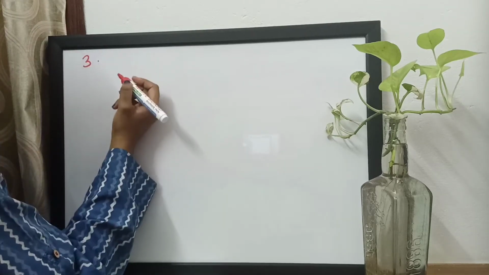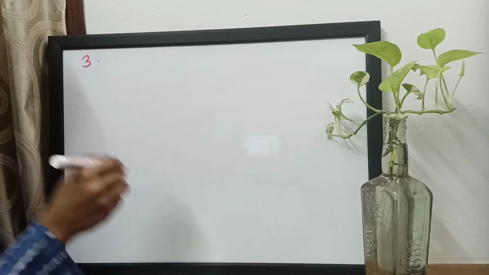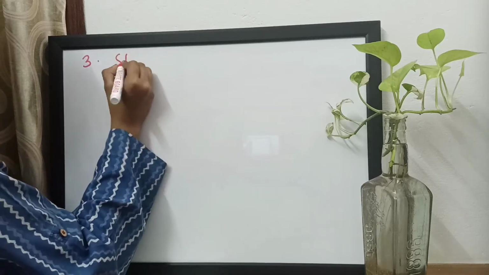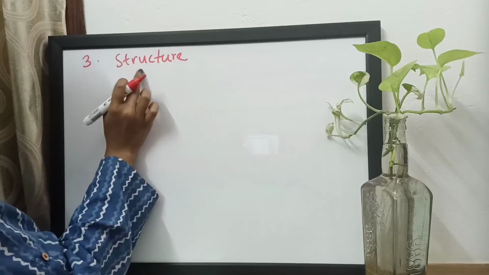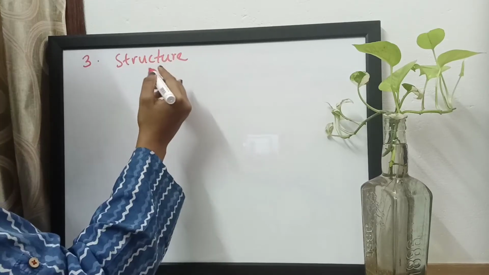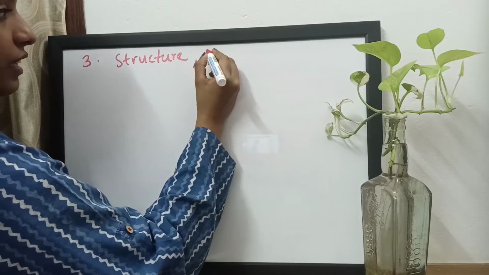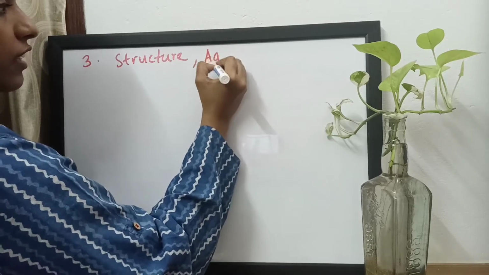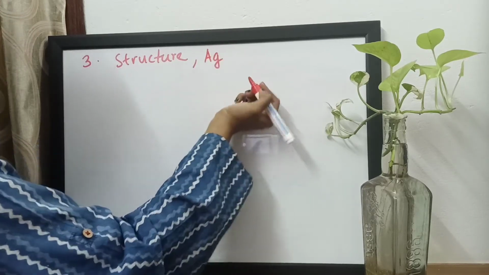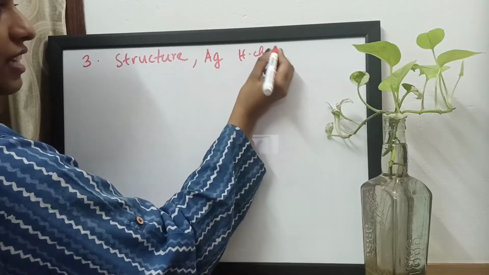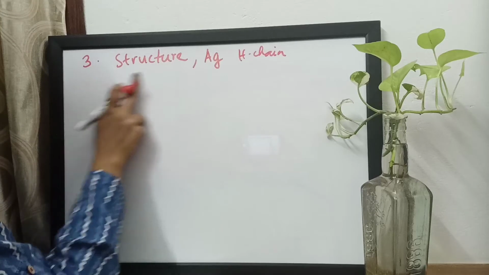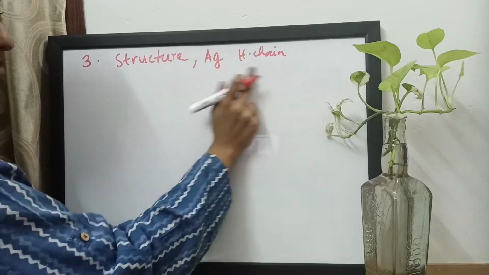So 3, classification. So immunoglobulins are classified based on their structure. This is very important. Immunoglobulins are classified based on their structure and also antigenic nature. I have written it as Ag, okay? Ag means antigen. Antigenic nature of the H chain. So it's classified based on the structure and antigenic nature of the H chain.